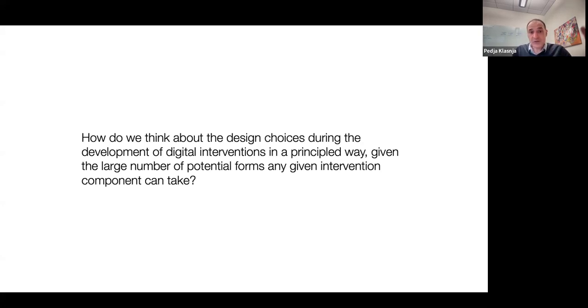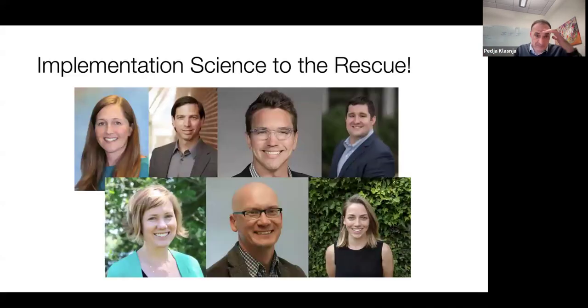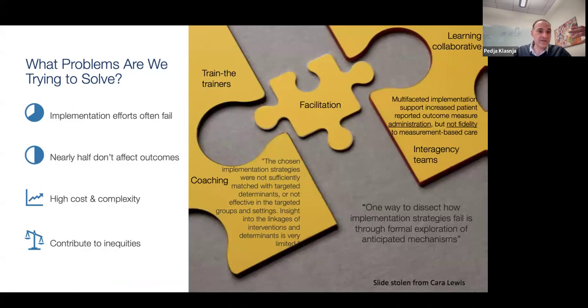And as I was playing with these ideas during the class, I started doing some work in implementation science with a bunch of people from Kaiser and UW, many of whom you know, trying to think about how to improve the methods in implementation science to make implementation initiatives more effective. In very broad terms, the problems we were trying to deal with are that many implementation efforts fail. Nearly half of them don't have outcomes, there's a high cost and complexity of creating implementation initiatives, and often they also contribute to inequalities, right?